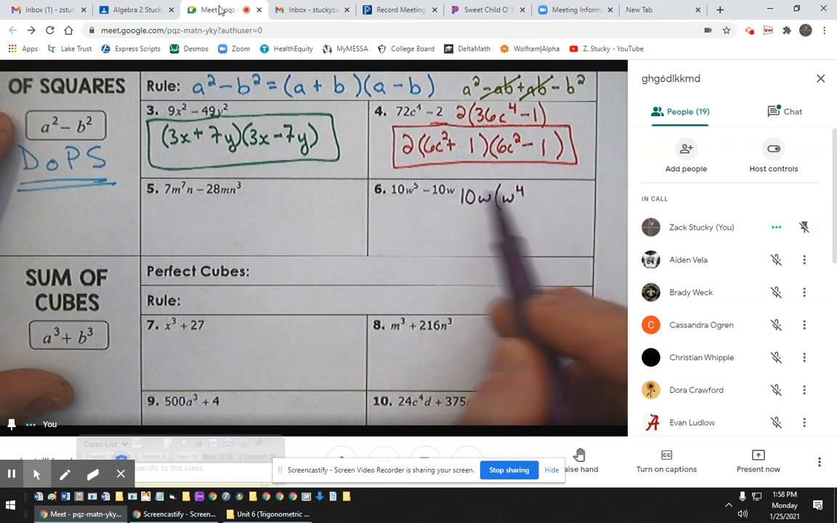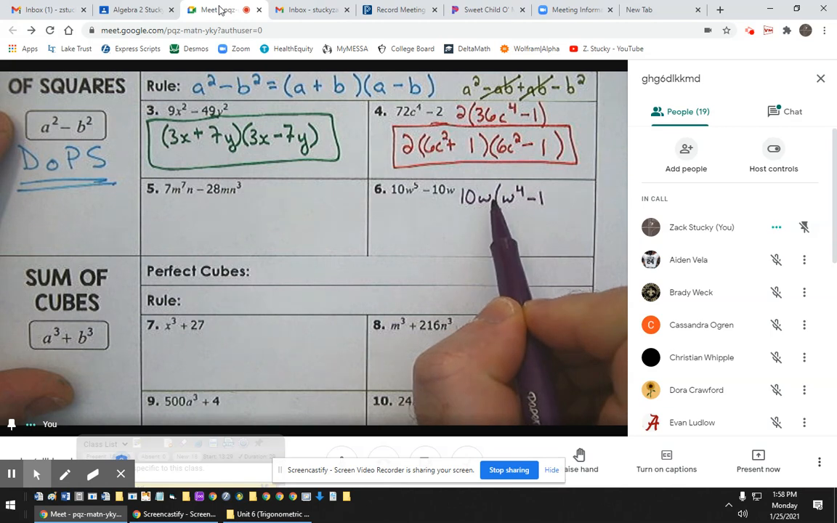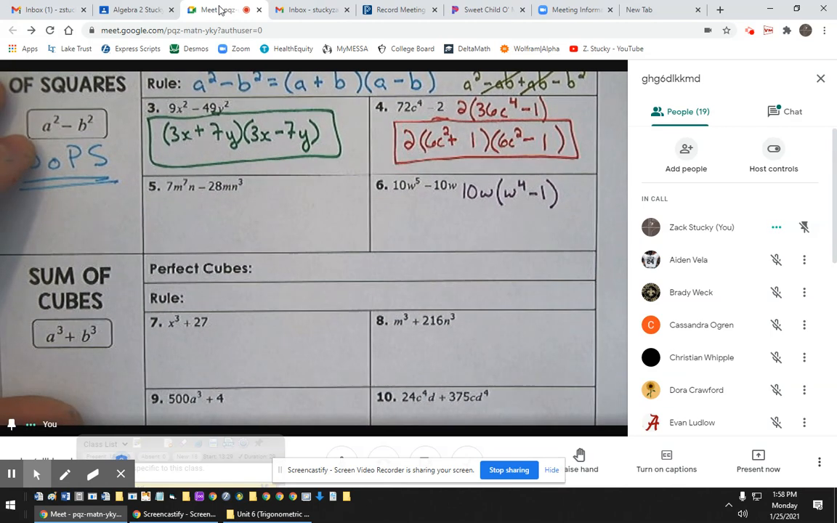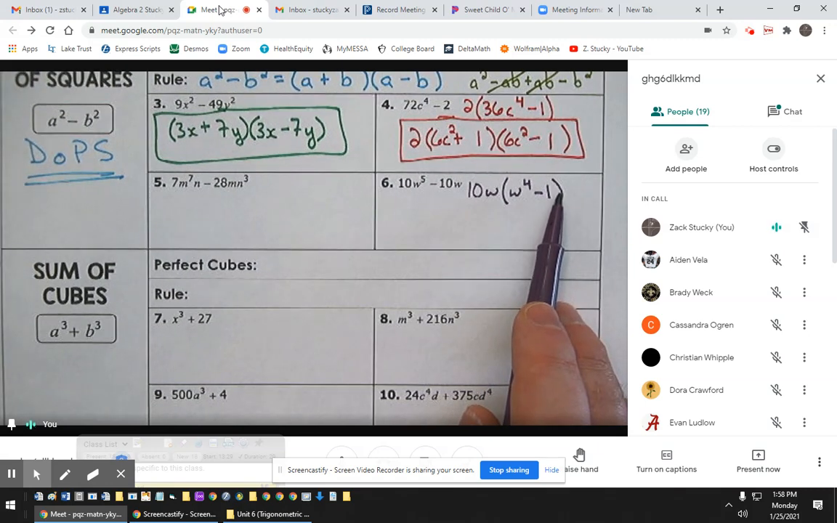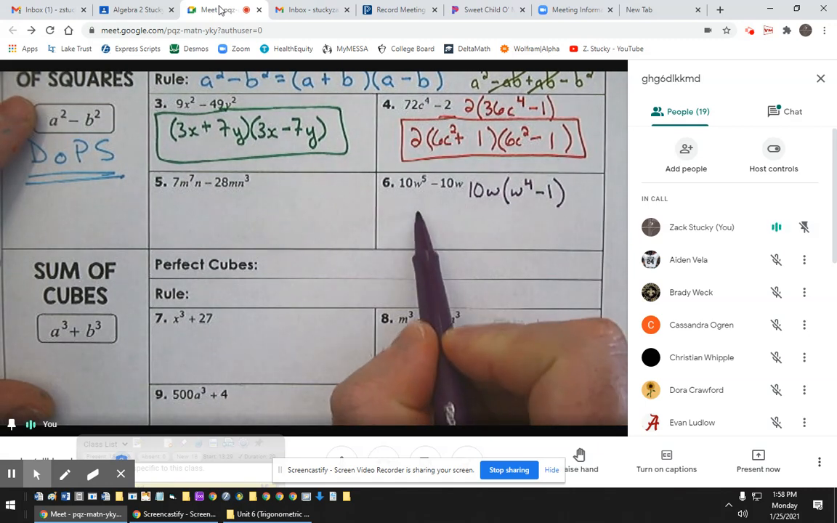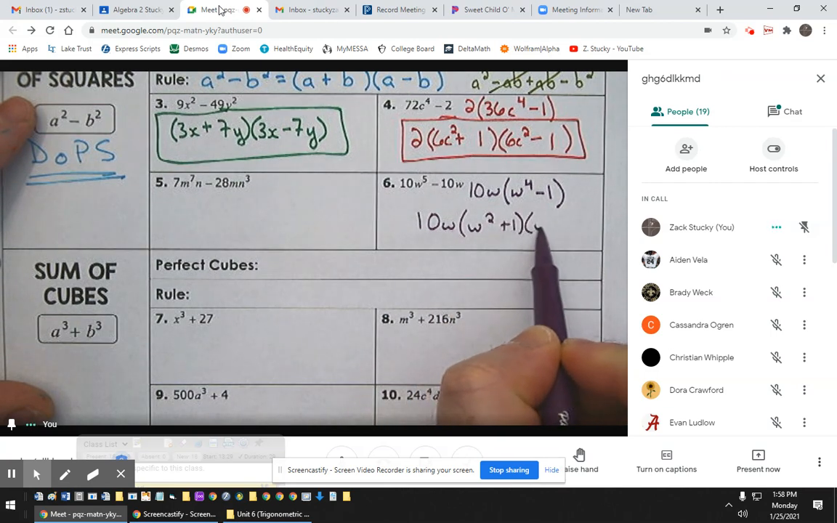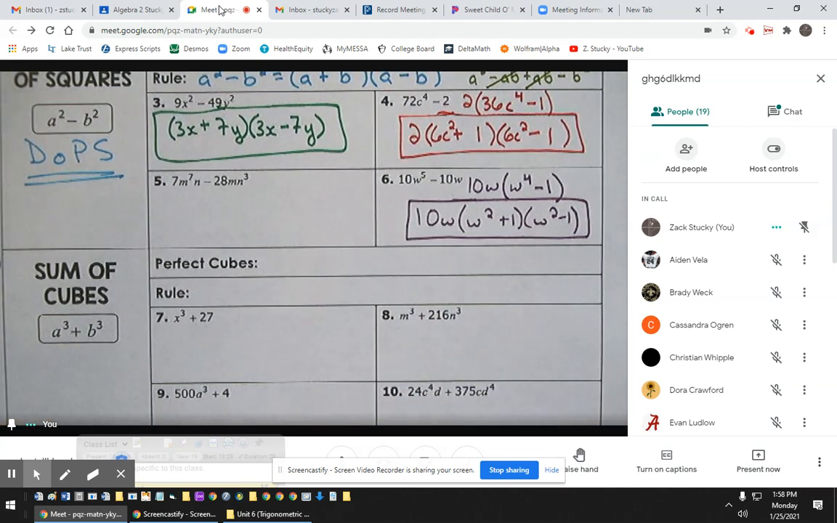10 times what makes negative 10? Negative 1. How many W's do I need? No new ones. I don't need any more. What's special about W to the 4th? It's a perfect square. What's special about 1? It's a perfect square. So I can factor this again into W squared plus 1, W squared minus 1. So once you GCF factor, sometimes you have to go again and factor it down again.